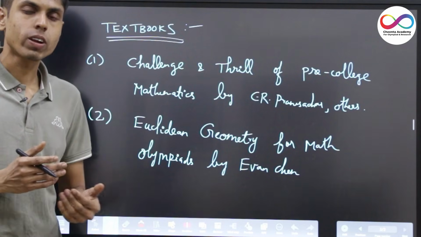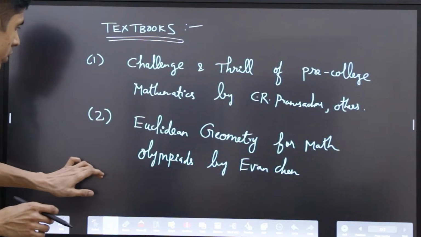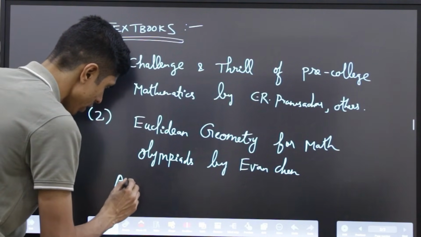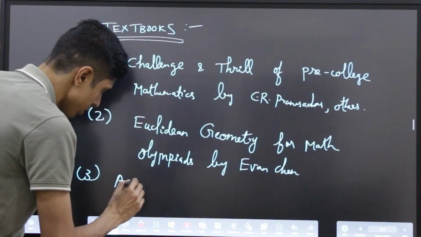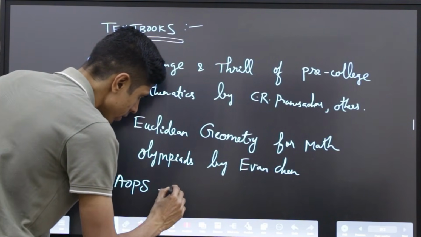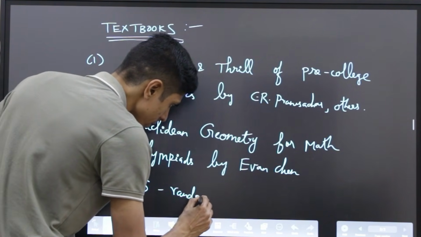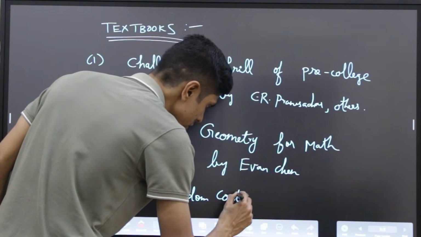start solving random contest problems. You can get them from AoPS. This is the third step I would suggest: random contest problems.